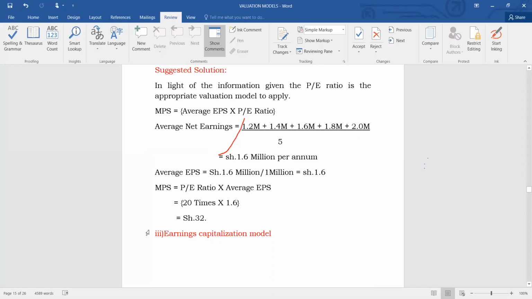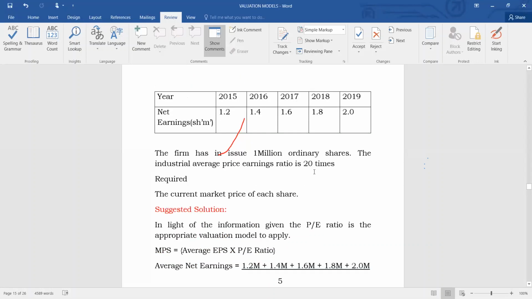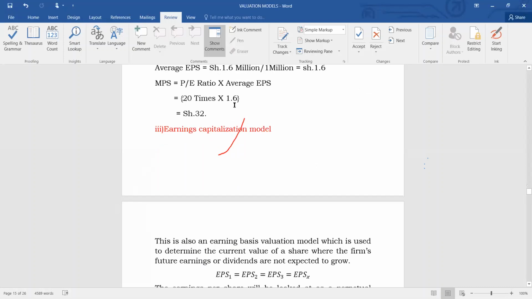So if we go back to our formula, the market price for each share is the price earning ratio times the average earning per share. The price earning ratio I've given is 20 times. Multiply by the average earning per share of 1.6, that is 32. So you have valued a share of this company using the price earning ratio basis.